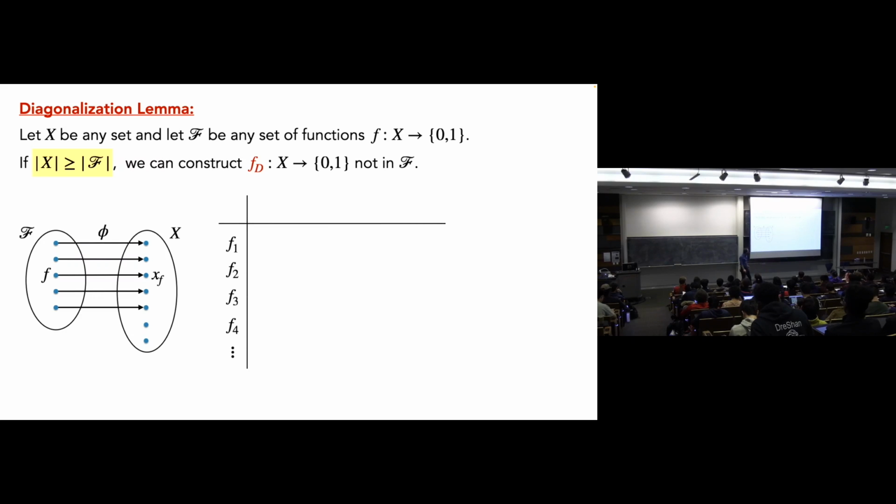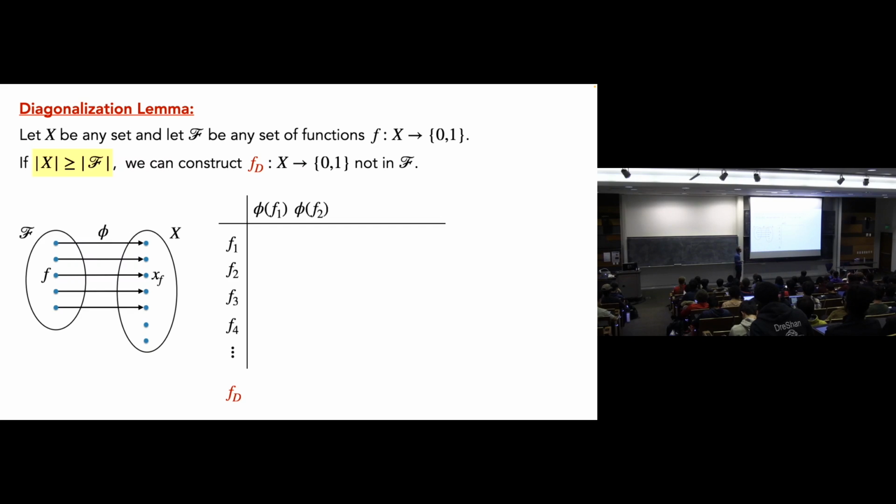And once again, let me draw the table here. So you could have now an infinite number of functions. Let me list them out, f1, f2, f3, f4, and so on. And now I want to construct f sub d, which is different from each one of these. To do that, for f1, I'm going to pick a particular input and make f_d different from f1 on that particular input. What's the input that I'm going to use? The injection is going to tell me. The injection maps f to a particular input x sub f. So I'm going to use phi of f1 for that.